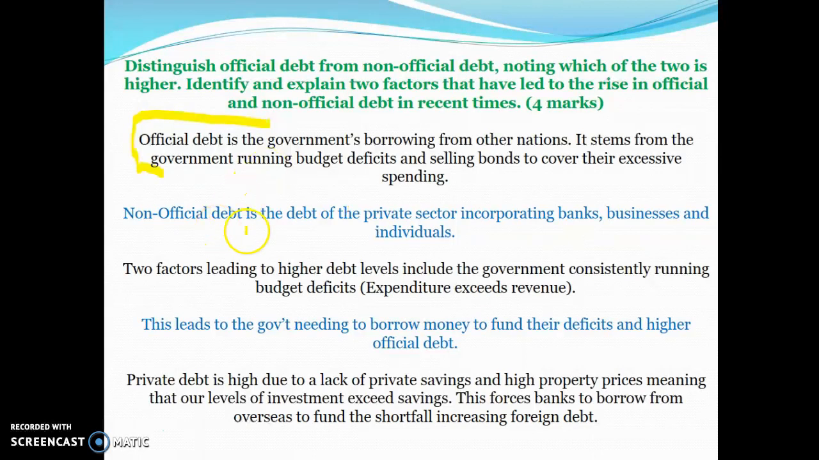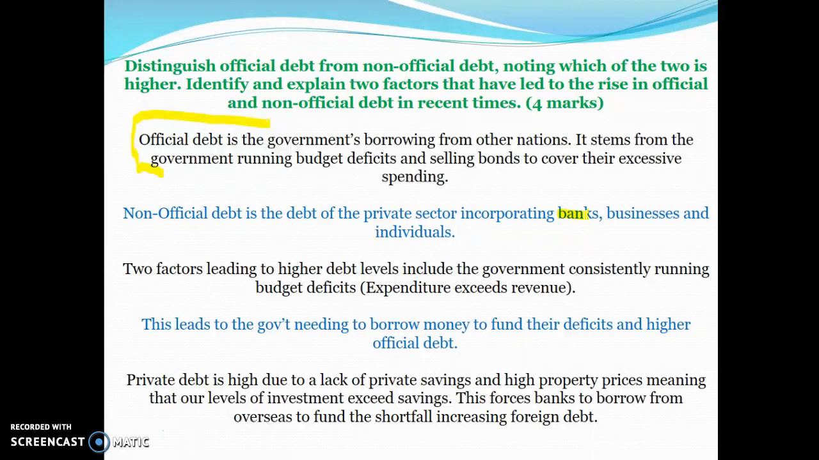Non-official debt is the debt of the private sector, which incorporates our banks. So a lot of the debt is our banks because they need to borrow to then lend to consumers and businesses. The debt of businesses and the debt of individuals. So non-official debt: banks, businesses, individuals.